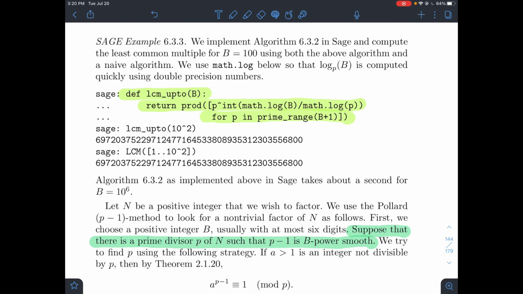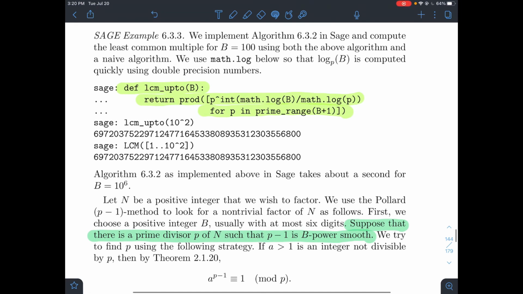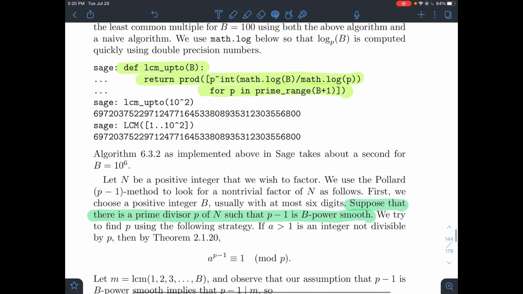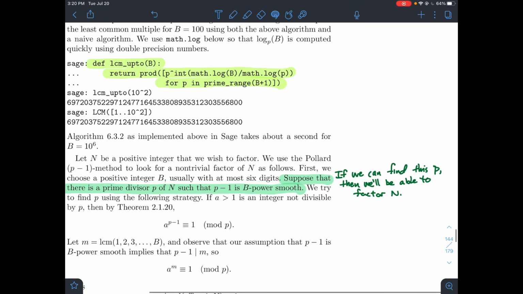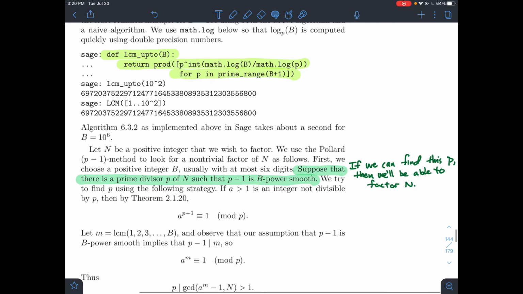So how does this work? We're going to look for a prime divisor p of n such that p-1 is b power smooth. And again, assuming one exists, here's how we would go about doing that. On the other side here, I'm just reiterating, that's important because if you can find that prime p, then you've got a factor of n, and therefore you could factor the rest of n as well by dividing.